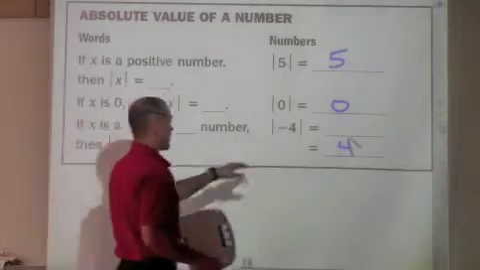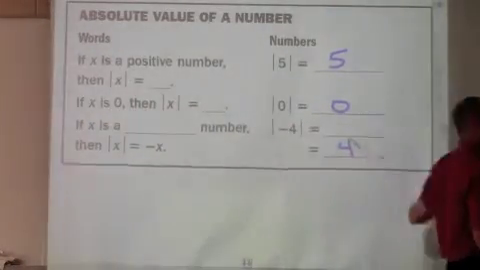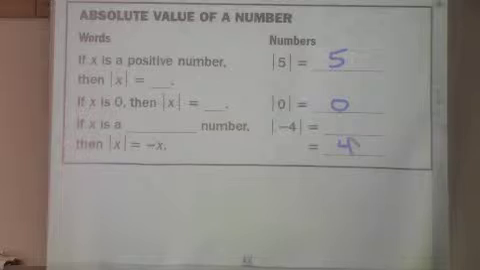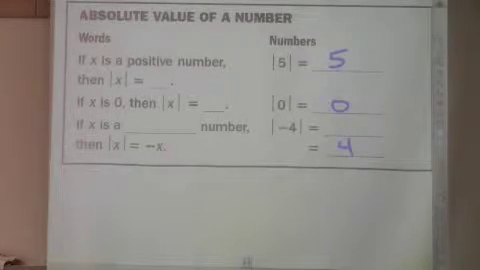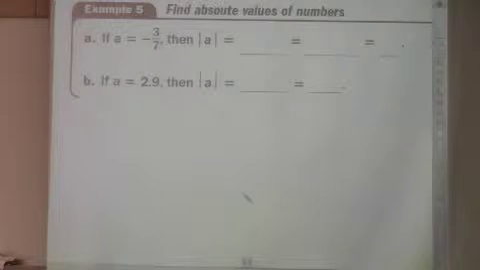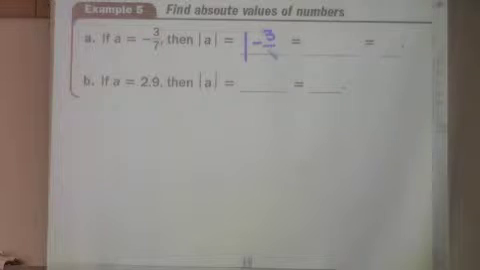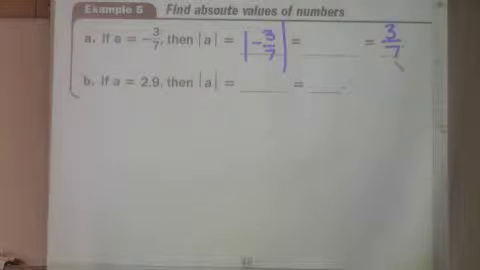They like to make you think of it's the opposite of negative 4, but I think that's going into it a little too much. We just think of it as distance from 0, we're going to be good to go. Okay, let's find some absolute values. Jump to example 5 here. If A is negative 3/7, what's the absolute value of that? 3/7. Riley? Is it 3/7? Yeah, it's distance from 0. It's 3/7 away from 0.